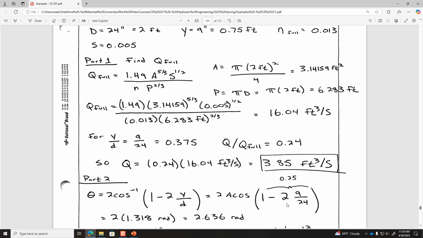And make sure your calculator's in radians mode, because if it's in degrees mode, you're not going to get this same value that we need. But if you've got everything set up correctly on your calculator, you should get, no, 2.636 radians is the angle.